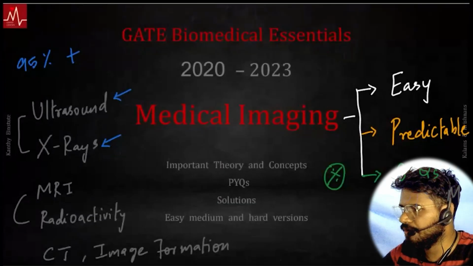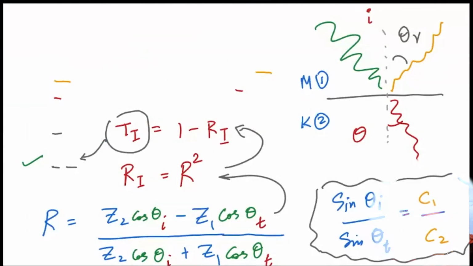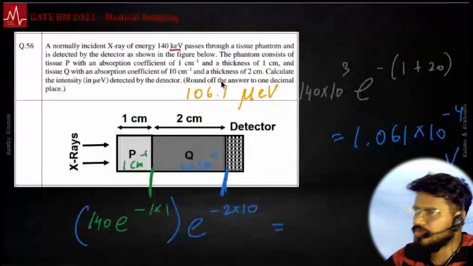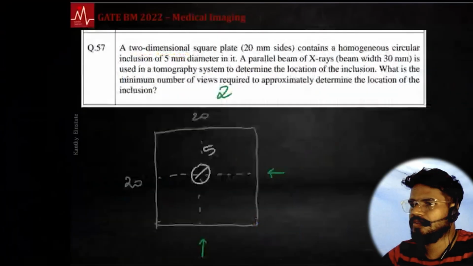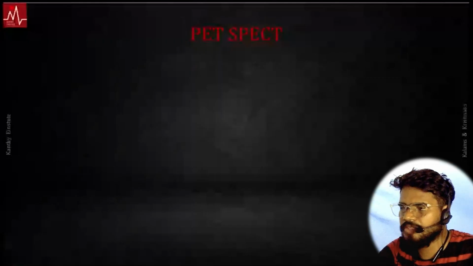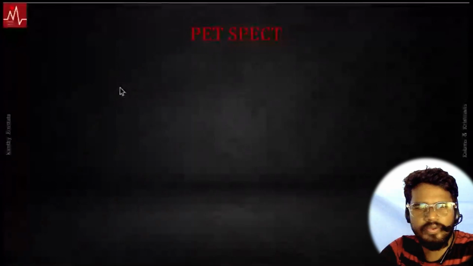So far, we have discussed ultrasound, X-rays. So this inhomogeneous case is almost coming every year, right? CT also we have done. Oh, this is PET and SPECT. PET, SPECT, radioactivity. We need to know a few basic things.